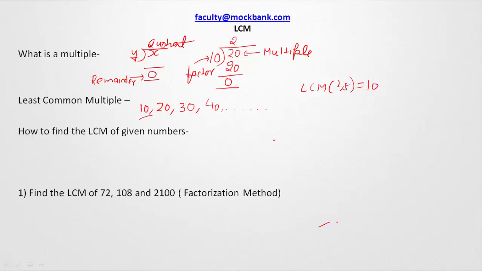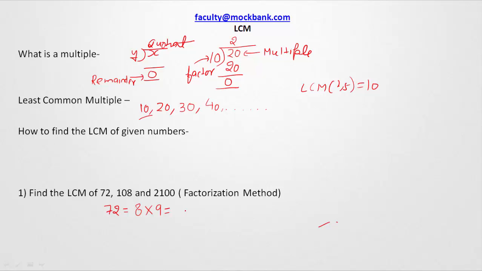Now we need to find out how to find the LCM of a given set of numbers. So there are primarily 2-3 methods that we will talk about. You have done it earlier as well, right? So in this case I need to find out what is going to be the LCM of 72, 108 and 2100. This is called the factorization method. So what I'm going to do is I'll factorize 72. 72 is what? 8 times 9.